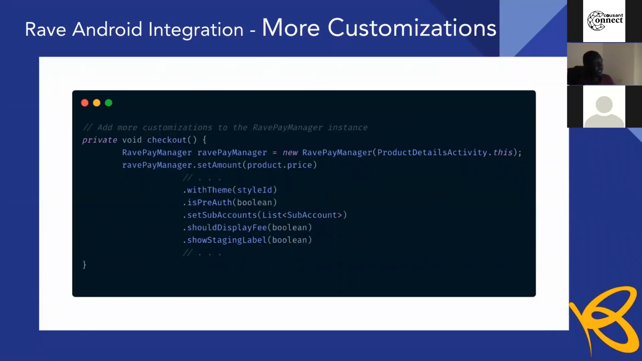These are other parameters that you have to add in case you want to set something special, right? You want to change the colors of the buttons, or any other styling that you want to do. You can specify a theme. If you want to do pre-auth transactions or sub-accounts, you can add the parameters to the Rave Pay Manager. And if you want your customers to see a fee before they go on with the payments, you can specify that with the display fee parameter.